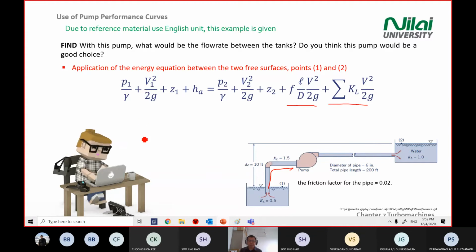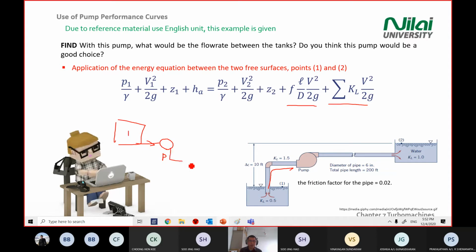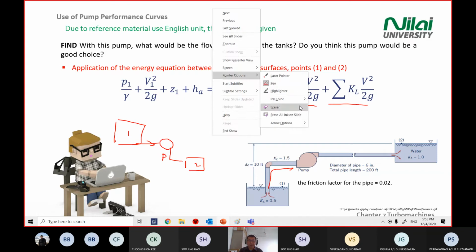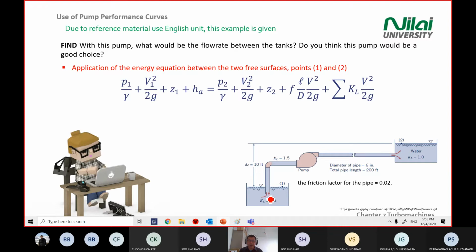What happens if I flip the system? If I flip the system, I have a pump. I pump water from 1 to 2. So you need to be careful. Be careful. In this case, we look at 1 to 2.